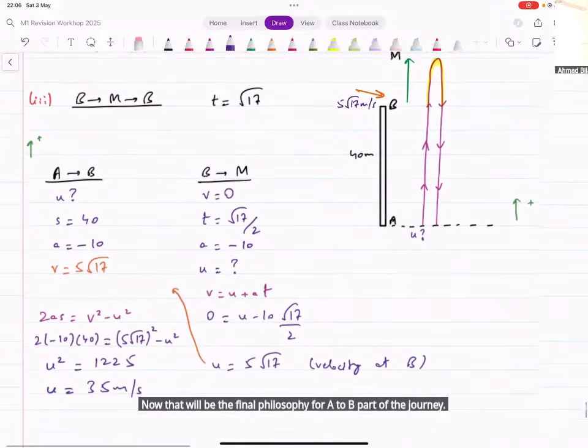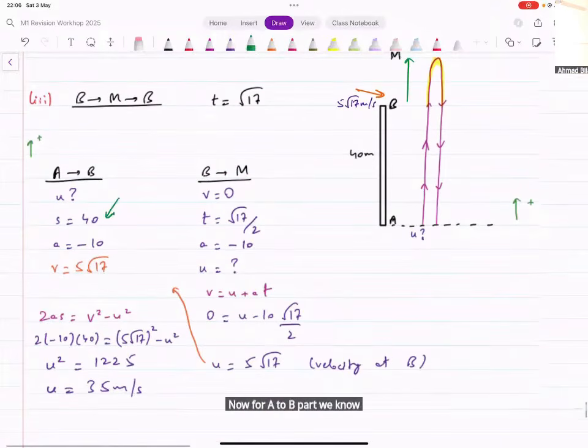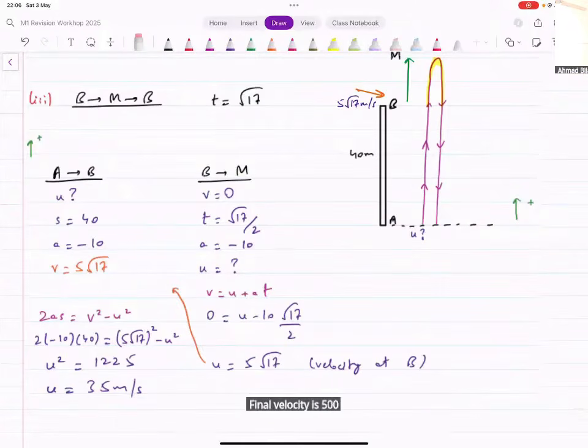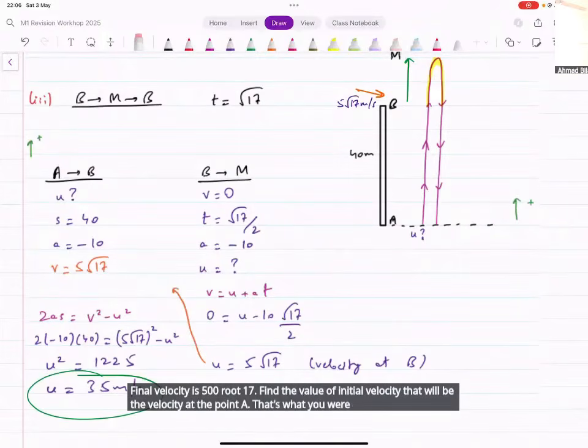Now, for the A to B part, we know displacement is 40, acceleration is minus 10, final velocity is 5 under root 17. Find the value of initial velocity. That will be the velocity at the point A. That's what we were looking for. That turns out to be 35 meters per second.